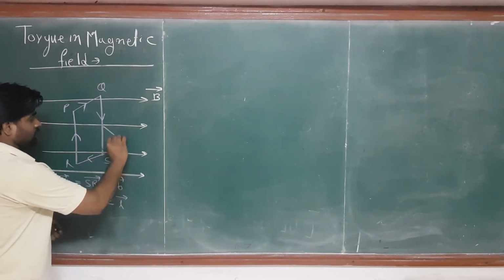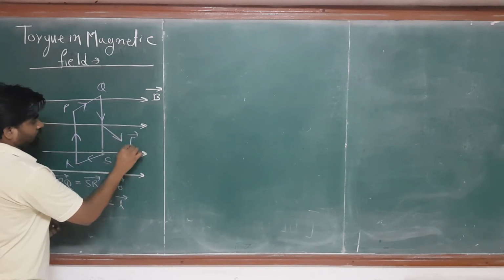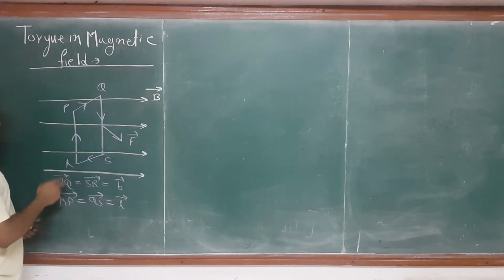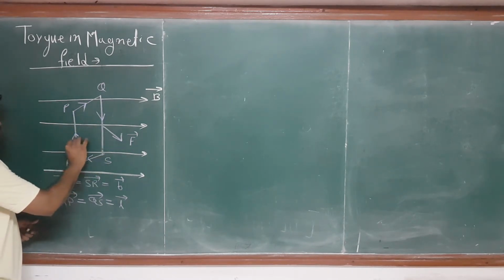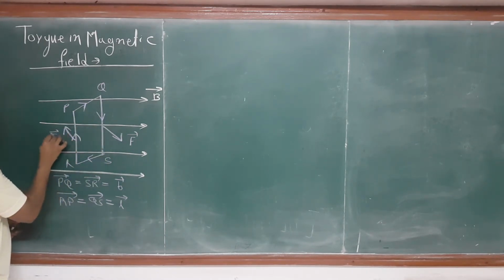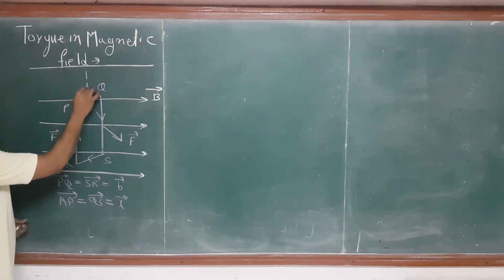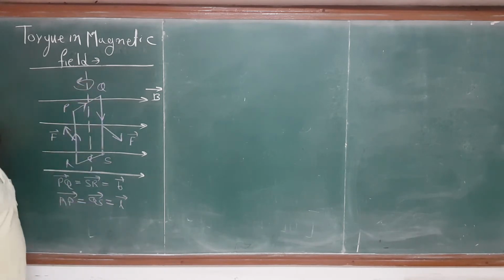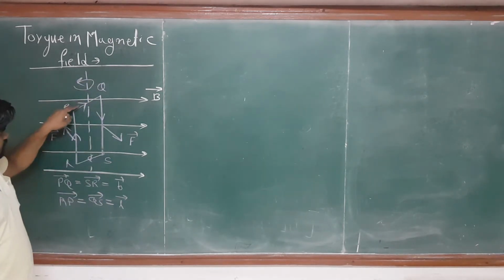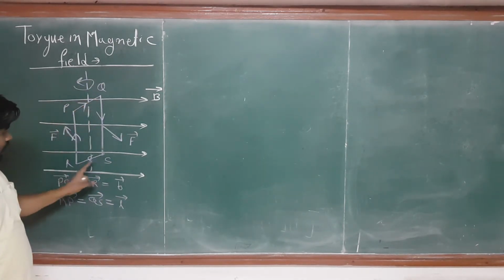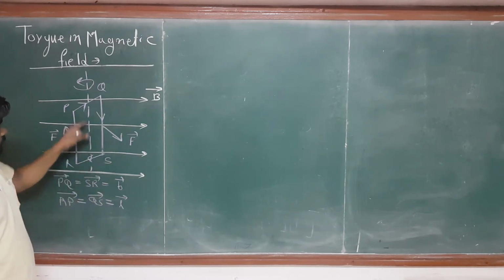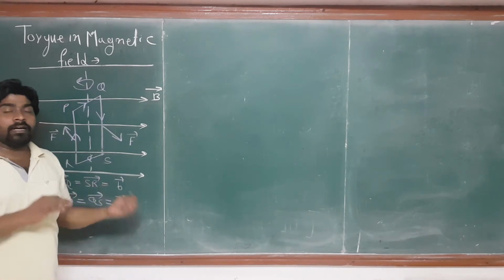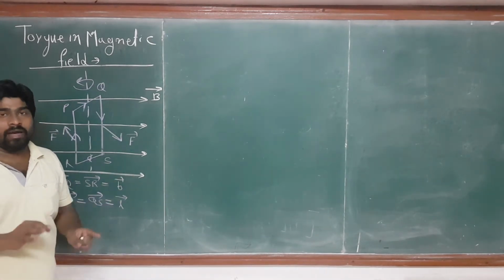So I can write here the magnetic force, vector F, coming out. And here is the side SR. If this comes out, then that one is going inside. So this is also called vector F. So this coil begins to rotate about an axis. And these sides, PQ and RS, have the same axis. That's why the magnetic force developed on these two sides will vanish.